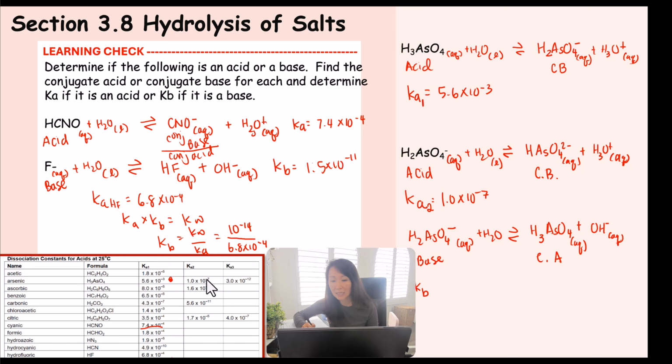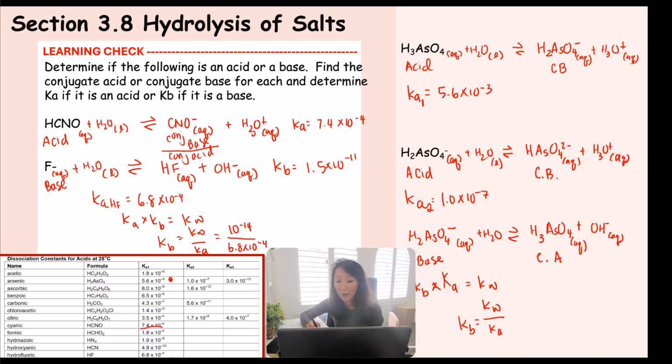Kb times Ka is equal to Kw. And we want to know Kb, since this is a base. So we do Kw all over Ka to get Kb. Great. Now the problem here is you have to kind of think about it. Am I going to use Ka1 here, or am I going to use Ka2 here? And that's where it gets a little bit tricky.